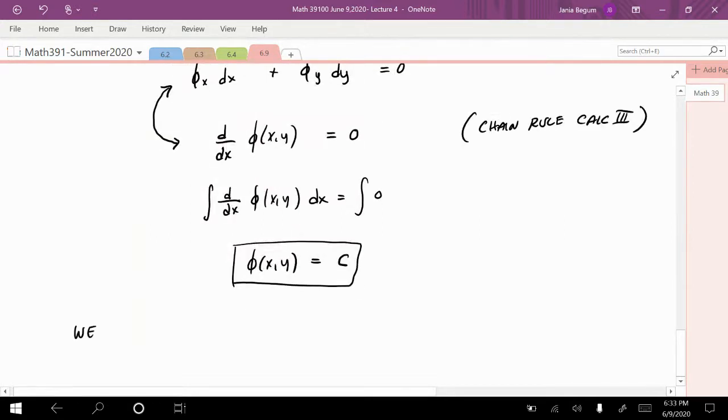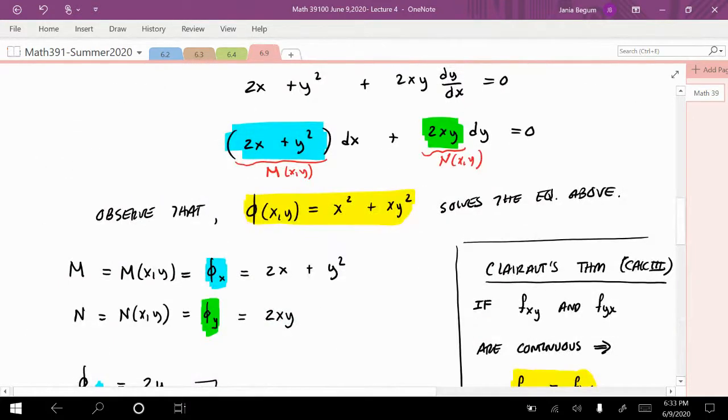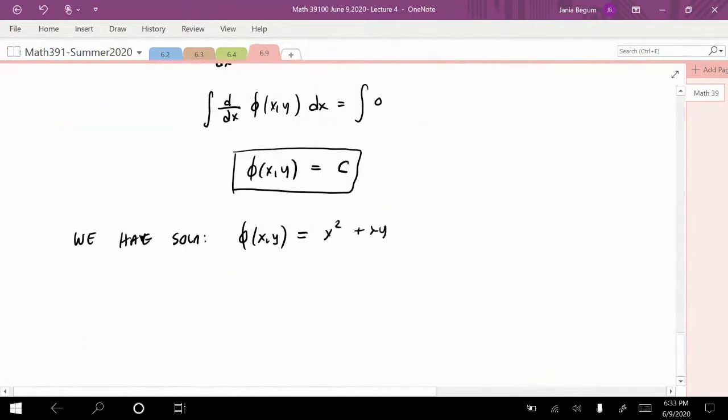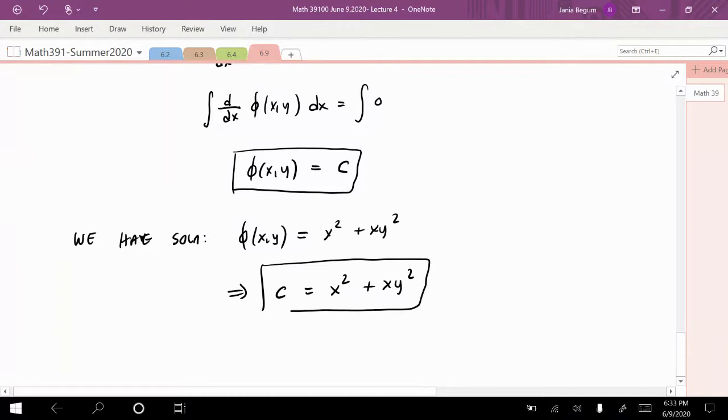So we say that the solution, so we have phi of xy is equal to, what was the solution? It was x squared plus xy squared. Well, what is phi? We just discovered phi is nothing other than just a constant. So we can say c is equal to x squared plus xy squared. So that's the solution to this differential equation, right?